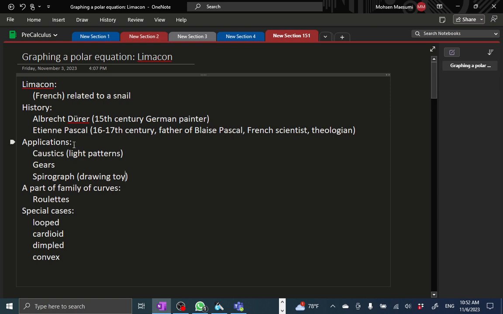Well, where does this curve show up? Why do we care about it? Some applications I've listed here. Caustics. These are some light patterns that create curves like what we are studying. Gears. I'm going to explain that. Where does that come from? Spirograph. This is a toy that you might have played with as a kid. Let's go ahead and take a look at these things.